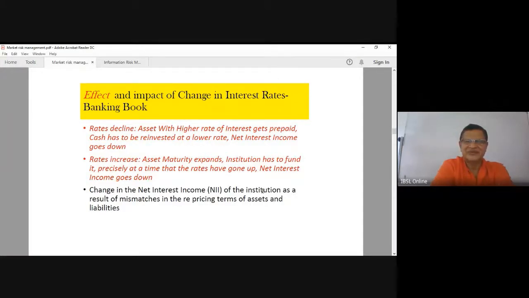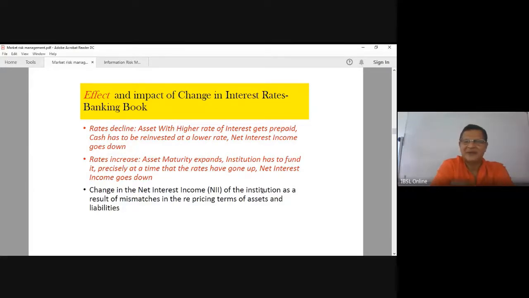So what you do is, an asset with a high rate gets prepaid. Now, I told you, if you are given a higher interest rate, sometimes when the interest rate goes down, rates decline, they may get paid, and the cash has to be reinvested at a lower rate, and then you will have reinvestment risk. You have interest rate risk, because net interest income is going to go down.